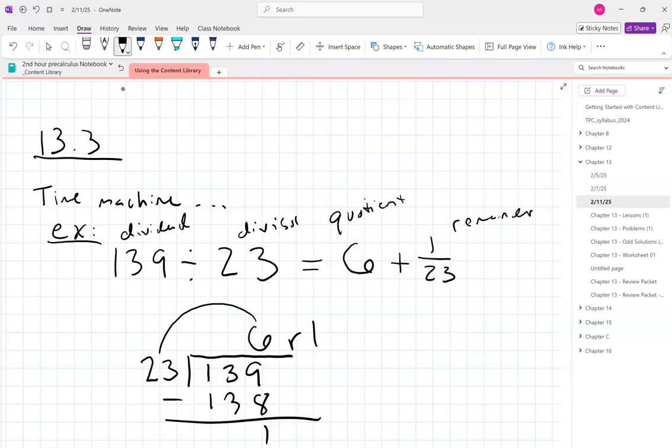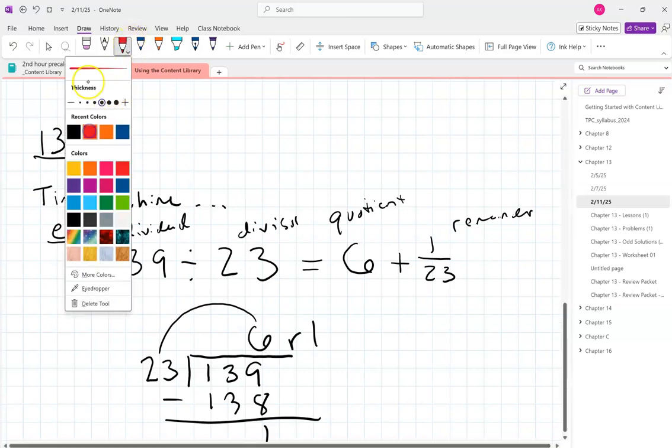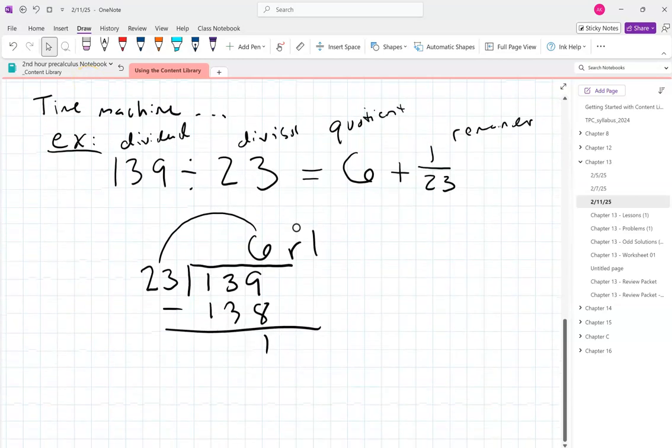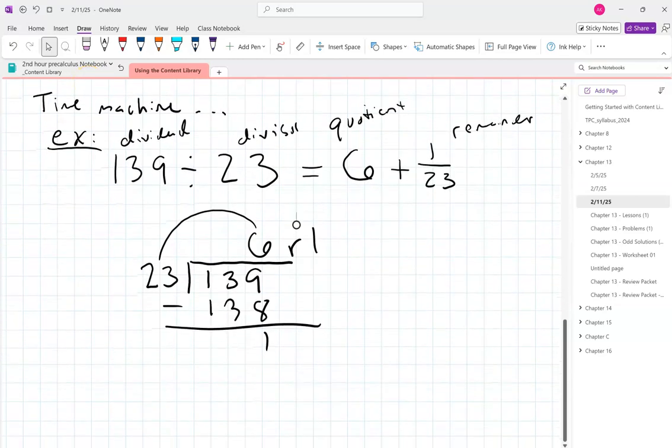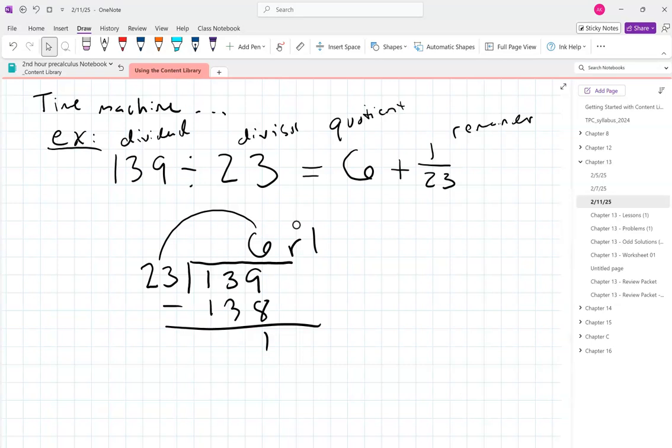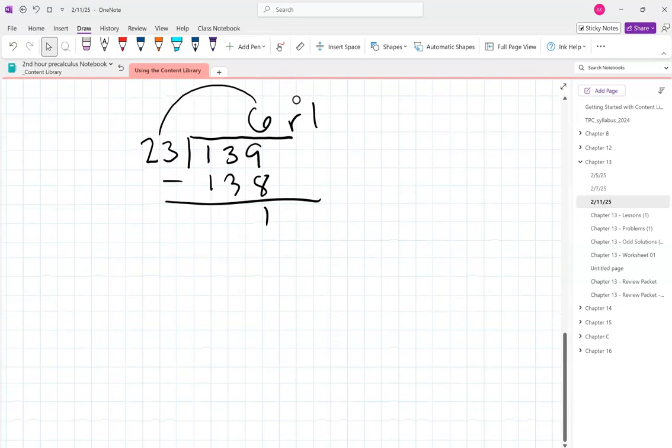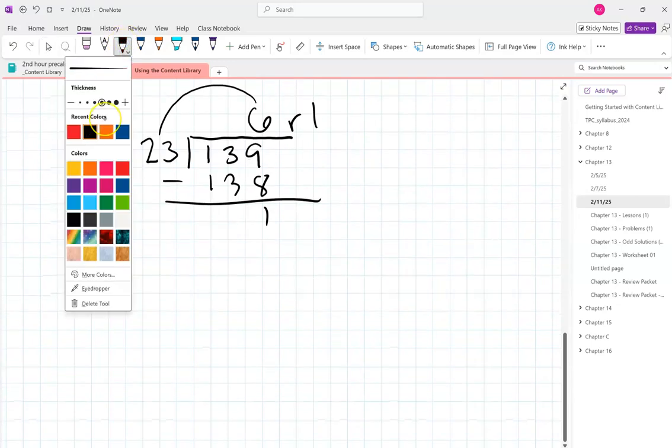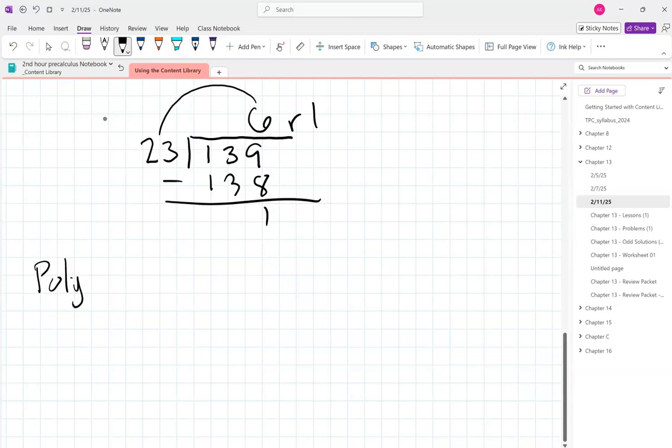You guys kind of remember doing this back in elementary school or middle school. Should have been drilled the heck out of it. Guess what we're going to do with this? We're not going to be dividing numbers. Instead, we're going to be dividing polynomials. So we're going to be doing polynomial division. And there's 2 different types that we're going to talk about today. We're going to talk about long division first.